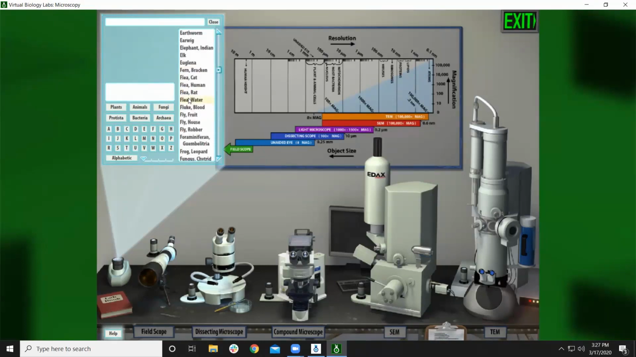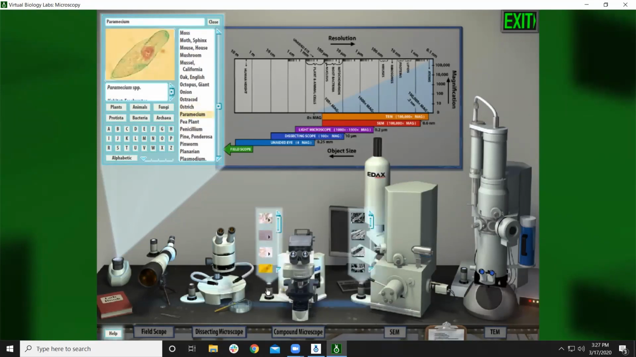So I'm going to come down here to paramecium because it's a nice one to show. So in the microscopy lab, we have all of these different microscopes. We have a field scope, dissecting scope, compound scope, SEM, TEM. We also have clipboards here for different presets. And each species has some set of pictures.